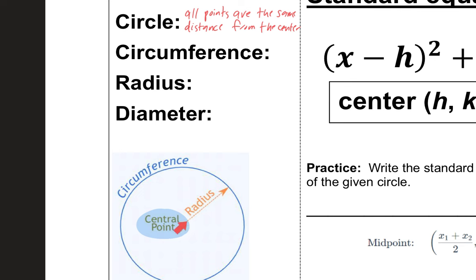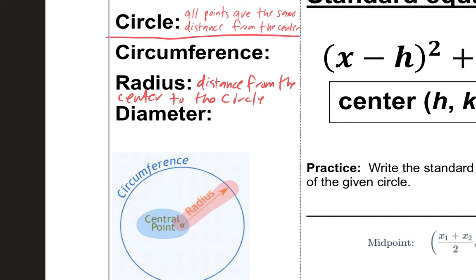And that distance is called the radius. So I'm going to highlight this with a different color. The radius is right there. So the radius is the distance from the center to the circle. Okay, so a circle is where all points are the same distance from the center, and then the radius is that distance that's from the center.